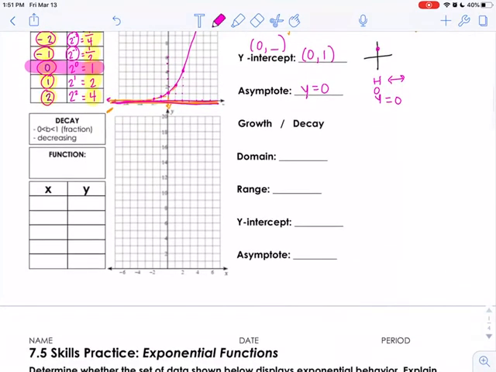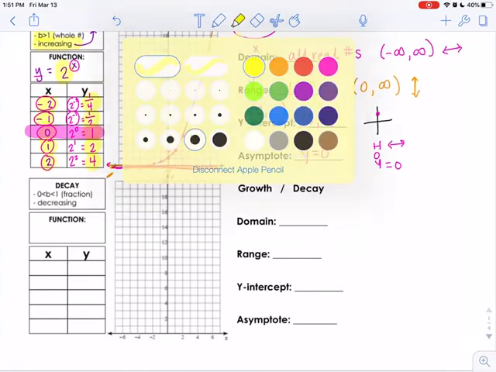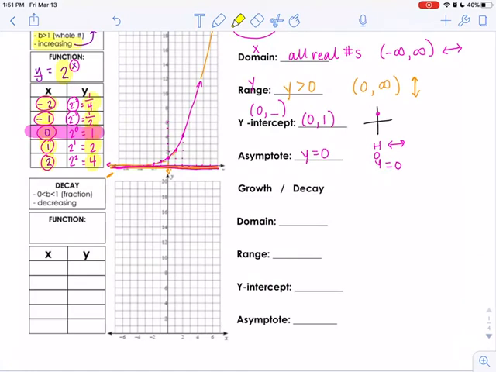So now we're going to look at a second example, and this example deals with decay. What do I mean when I say decay? I mean that in these examples, we're looking at a b value that is between 0 and 1, meaning it's a fraction or a decimal. And these graphs are going to be decreasing. They're going to get smaller and smaller and smaller. So instead of going up, it's going to be going down.